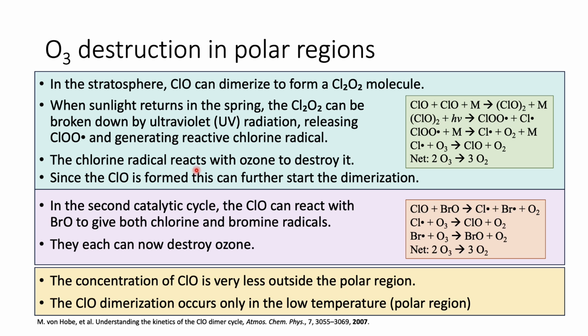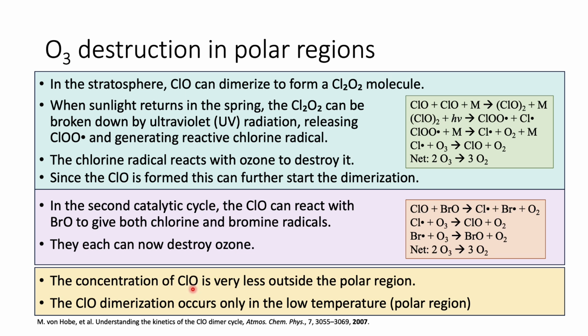See, the chlorine radicals basically react with ozone to destroy it. Since chlorine oxide is formed, this can further start the dimerization reaction. So this is like a catalytic cycle, and this keeps on happening. In other words, a small amount of chlorine oxide can destroy a large amount of ozone. In the second catalytic cycle, the chlorine oxide can react with bromine oxide to give both chlorine and bromine radical. So instead of 1 bad person, now we have 2 bad persons. They each can now destroy ozone. That means double the amount of ozone can be destroyed because of these reactions.